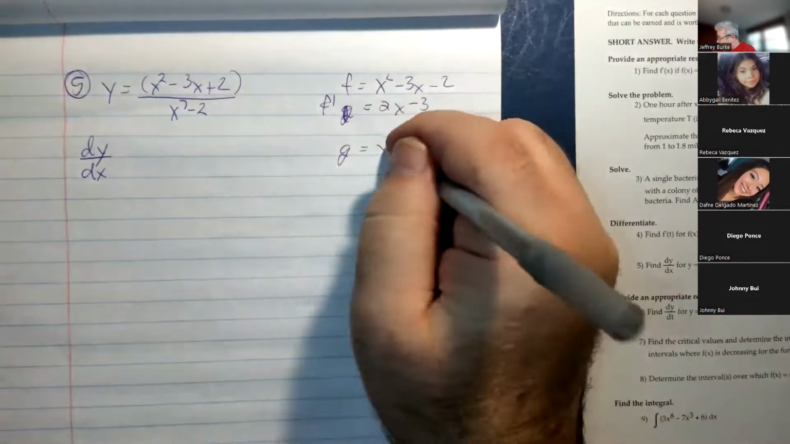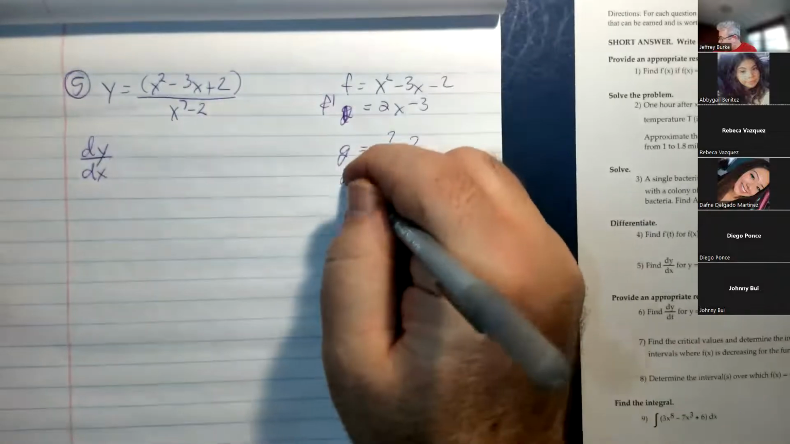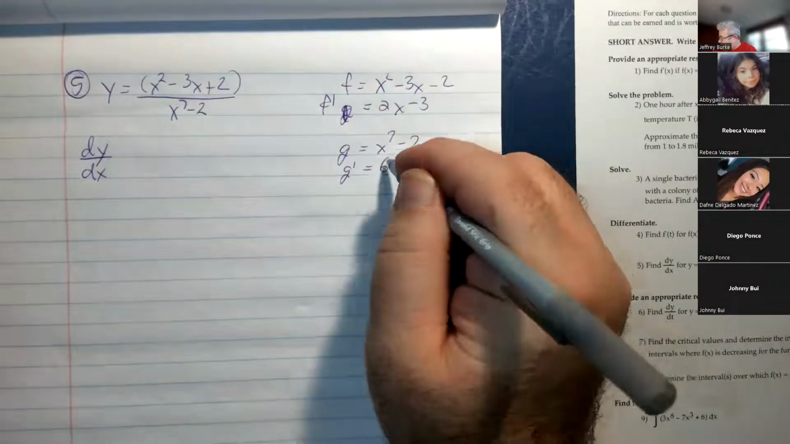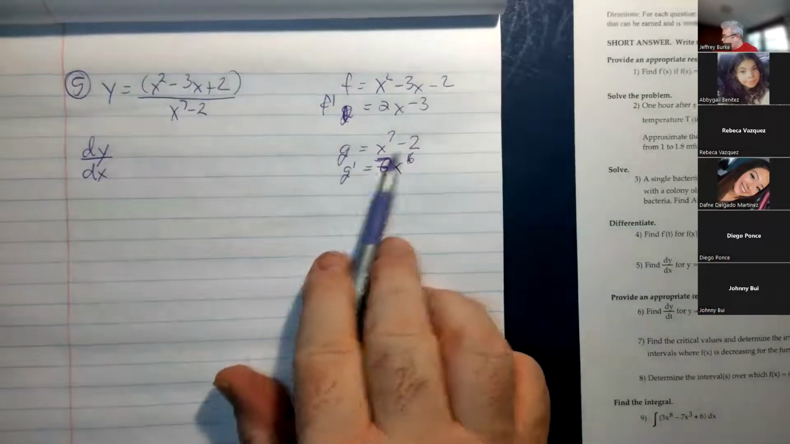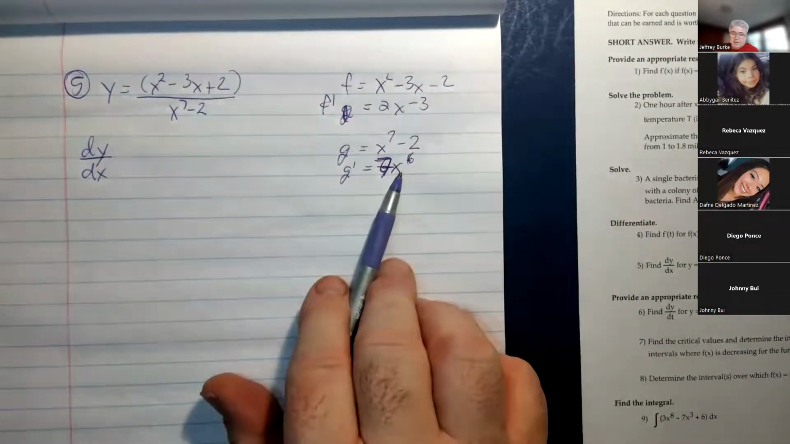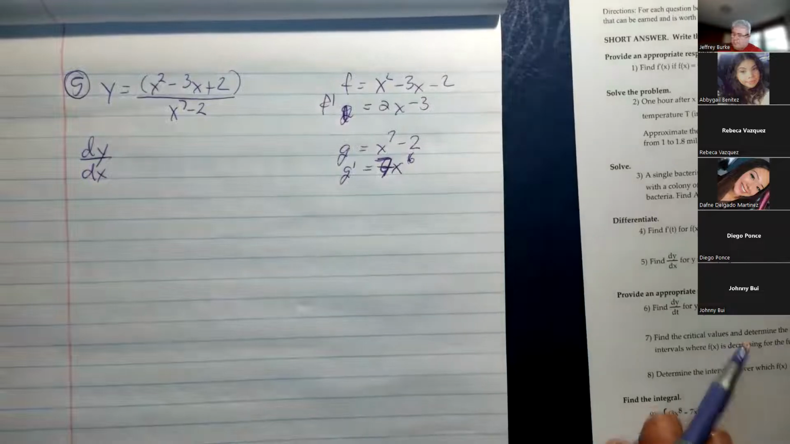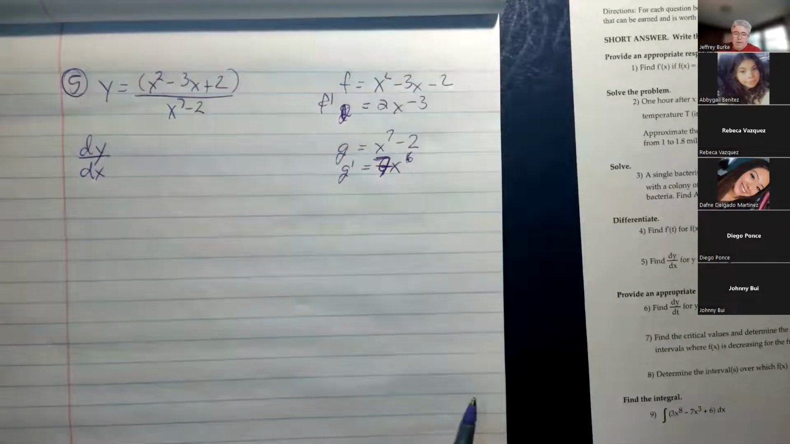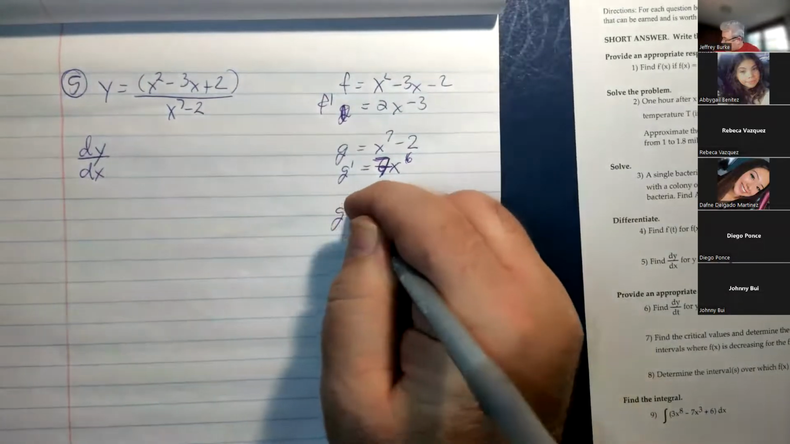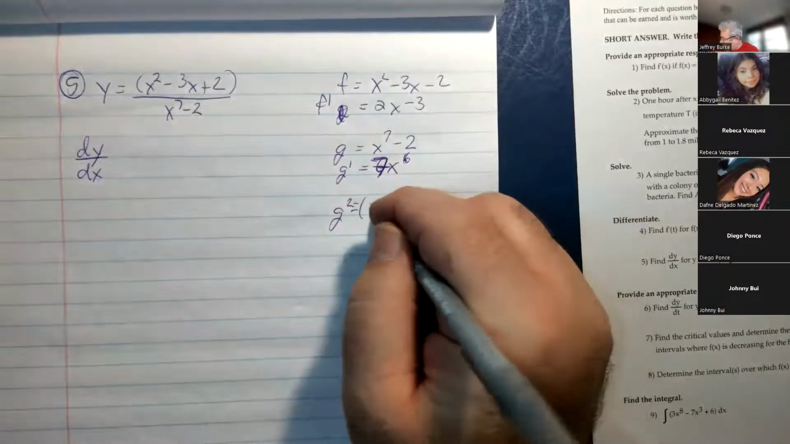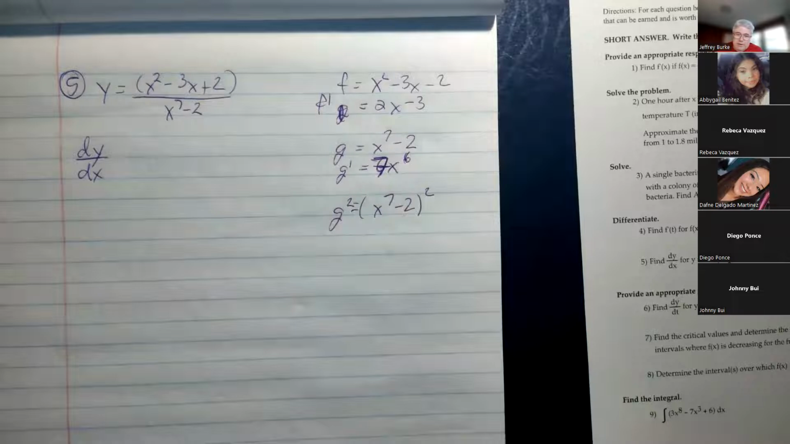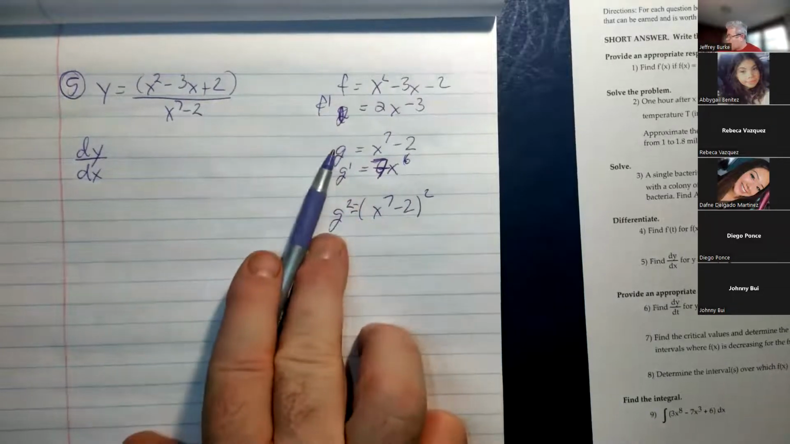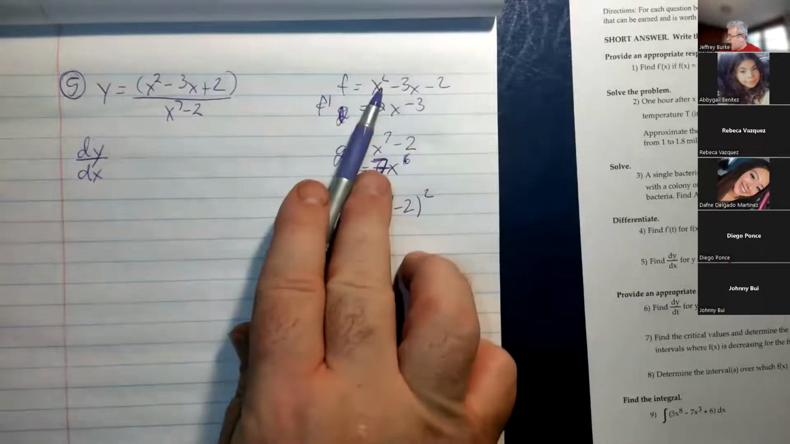So g is equal to x to the 7th minus 2. g prime will equal 7x to the 6th. One more thing we've got to find: g squared, that's going to equal just x to the 7th minus 2 squared. So I'm just going to write it like that. I'm not going to try to FOIL it or anything like that. Okay, so remember, this is going to be f prime g minus g prime f.